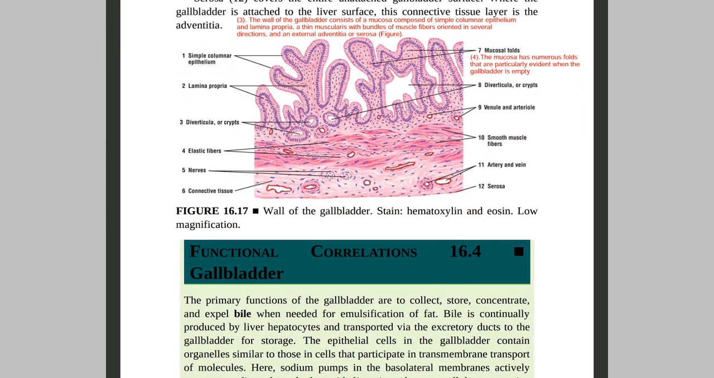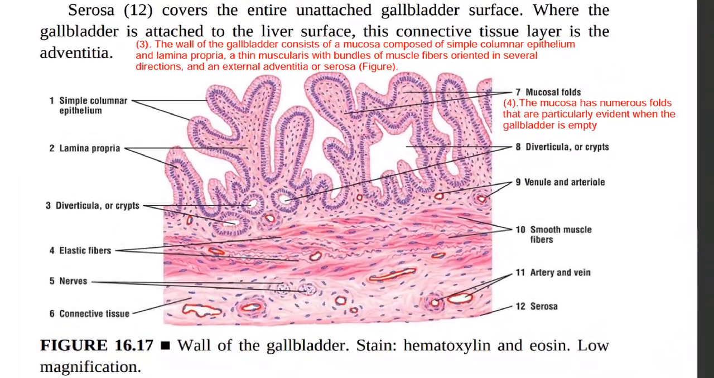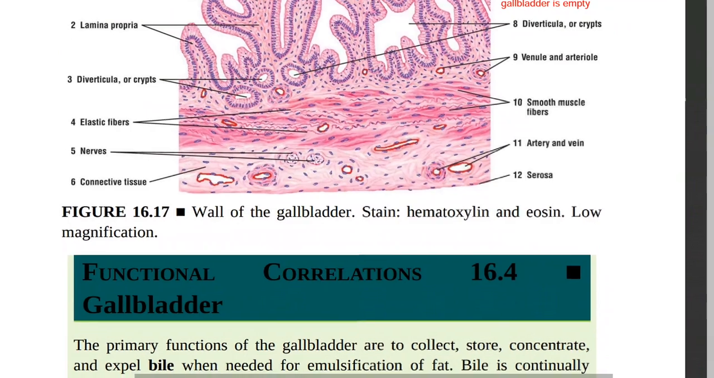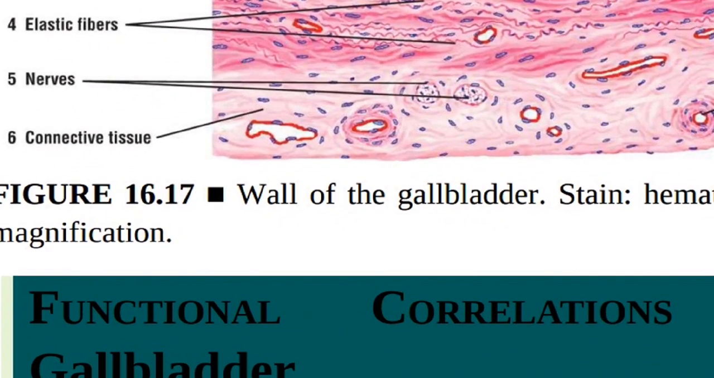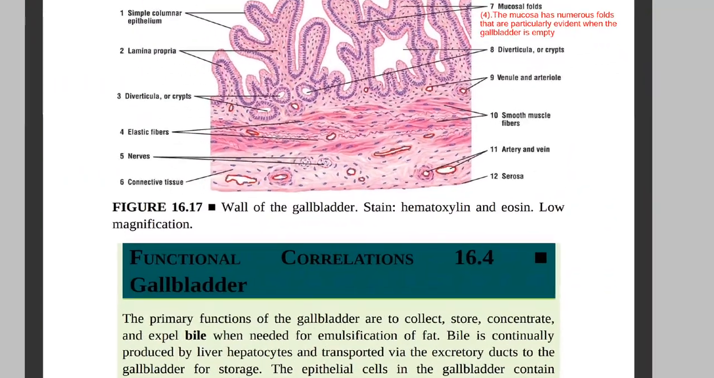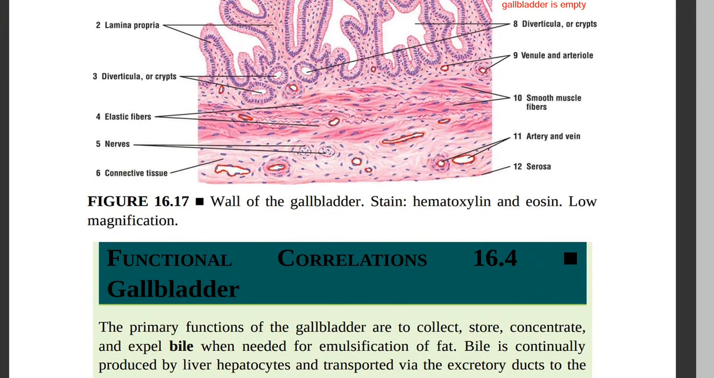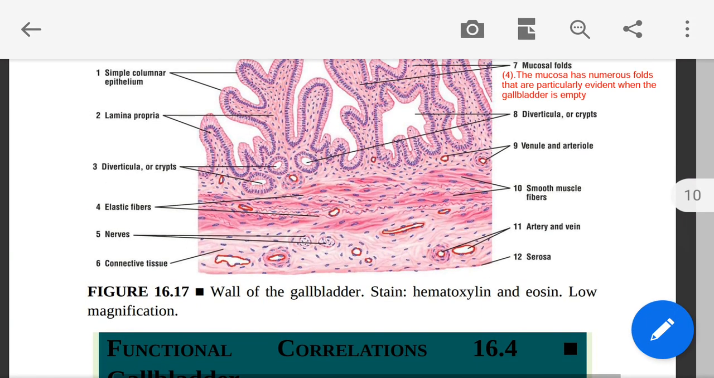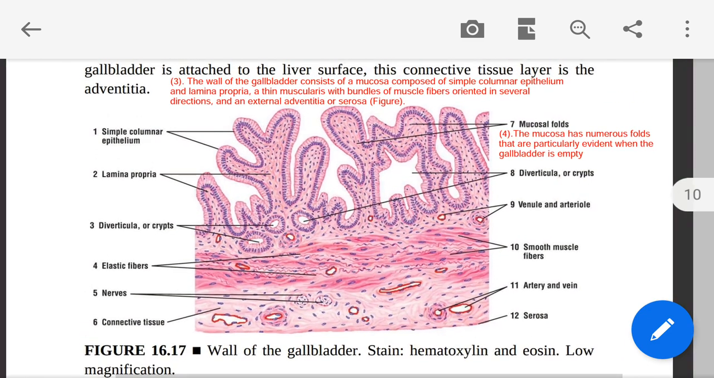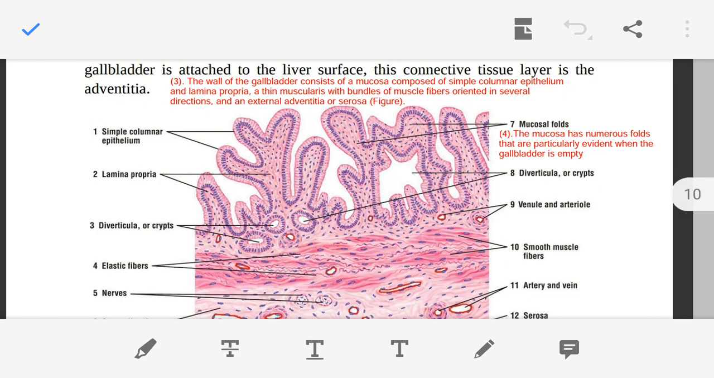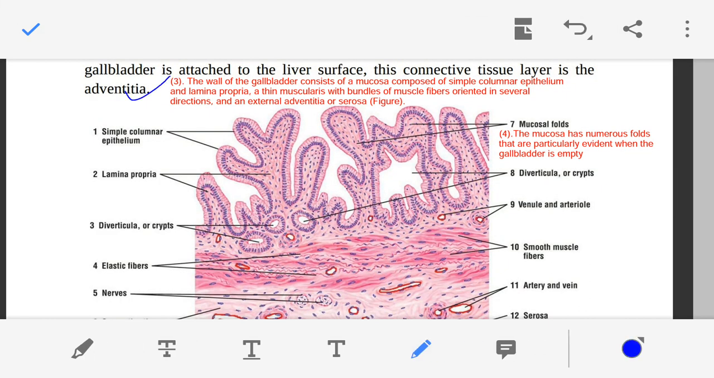Now moving on to the third point of our discussion. In the third point we are discussing the wall of the gallbladder. This is a histological slide, stained with hematoxylin and eosin, and we are observing the wall of the gallbladder under low magnification of the microscope. Theory point, third number. The wall of the gallbladder consists of mucosa. This is the mucosa.